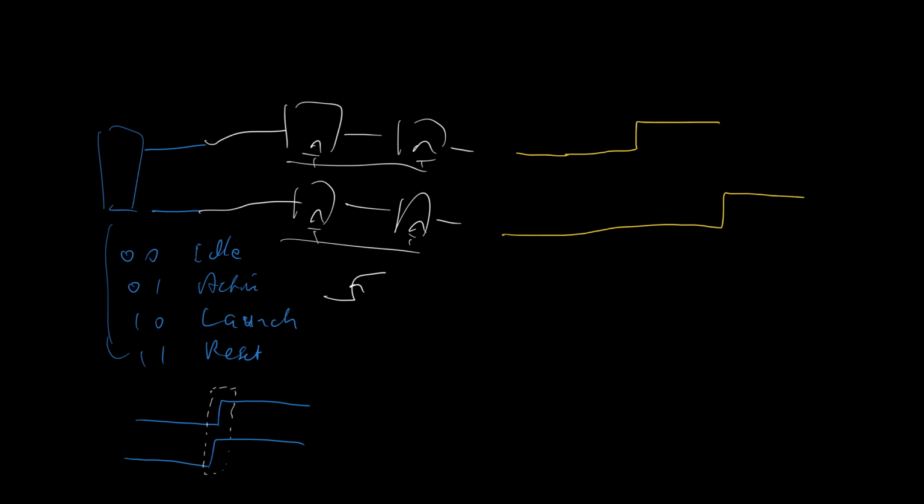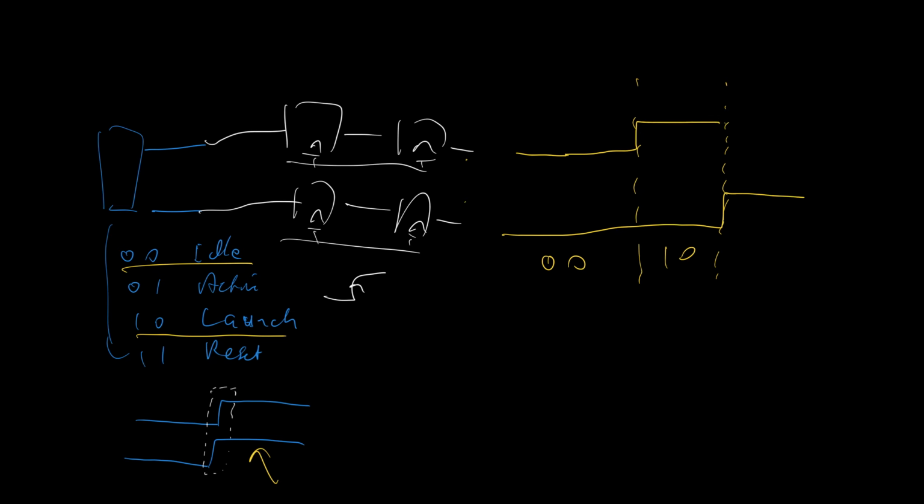And so what does this mean? This means that in this period here, the output is going to be 0, 0. That means idle. That's good. During this period here, the output's going to be 1, 0. That means launch a missile. And that's pretty disastrous because we just wanted to reset our system, but we ended up launching a missile.